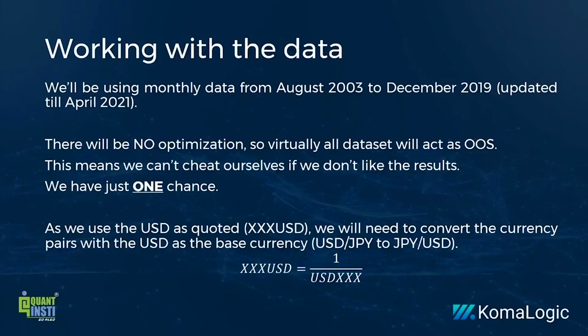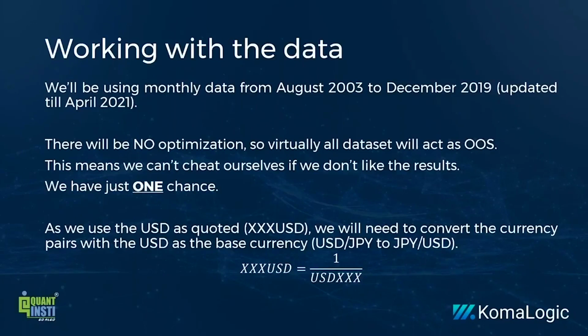Another important thing, actually we have 2 degrees of freedom, which are the rebalancing period and the time window, which is 6 months. But we won't be optimizing these degrees of freedom. These variables, sorry. So actually there will be no optimization. So the whole data set will act like an authentic out of sample data set, which means, and this is very important, that we won't be cheating ourselves. And we have just one chance, okay? If we don't like the results, I'm sorry, that's what it is.